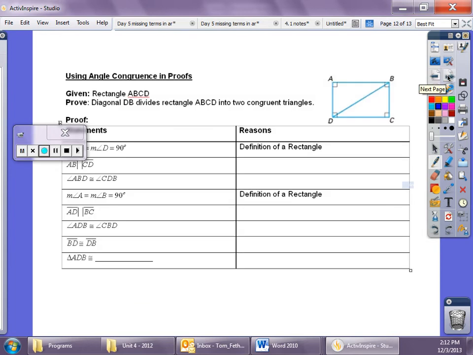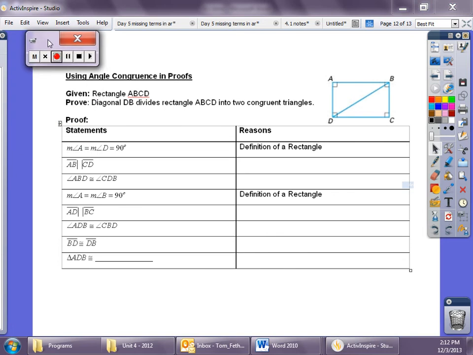And then with the last one, a proof, we'll start to get into proofs. We know our statement, it's the definition of a rectangle. AB is parallel to CD. Well, that's also the definition of a rectangle. Angle ABD is congruent to angle CBD. Well, ABD, that means this angle, is congruent to this angle. Well, that's parallel lines cut by a transversal, alternate interior angles.